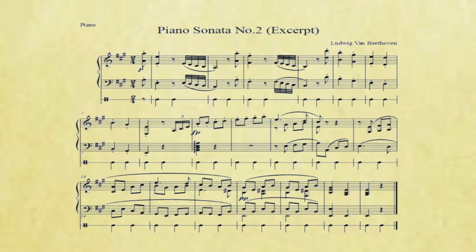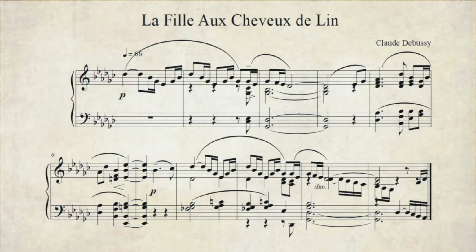This second excerpt, "The Girl with the Flaxen Hair," is a song by the French composer Claude Debussy, written during the late 19th or early 20th century. Be aware that due to some of the rhythmic techniques Debussy has used in writing this piece, determination of the beat pattern may be difficult.